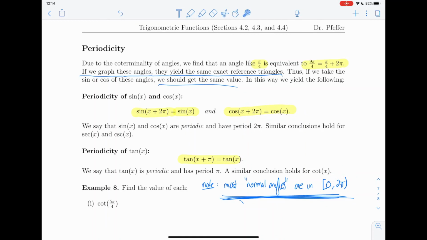And so the whole point of this periodicity property is that you can take angles that don't live here, and then by either adding or subtracting 2 pi over and over and over again, you can find a coterminal angle that does live here, and therefore you can find its trig value a lot faster.